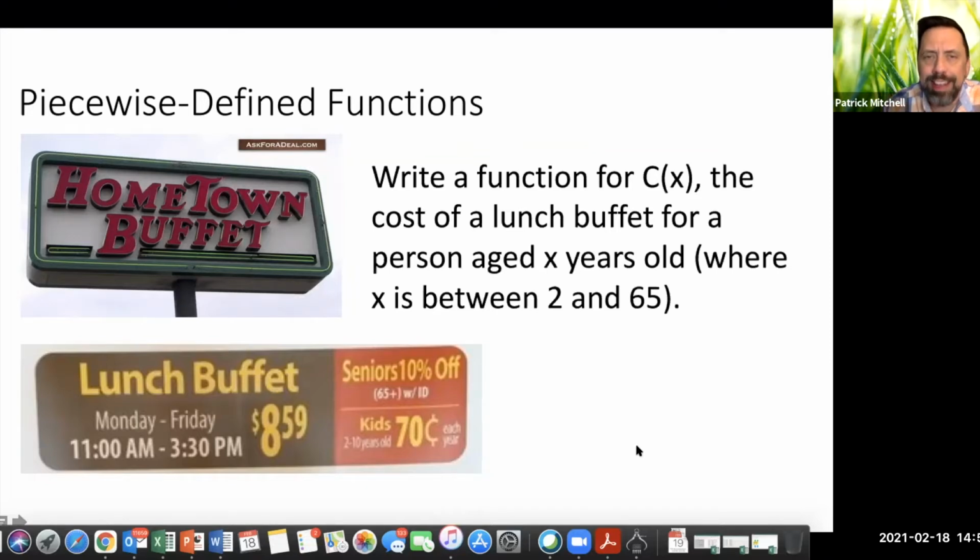Oh, I'm sorry, I went ahead and did the problem without telling you what it was. So what we just did was we wrote a function for C of x, which is the cost of a lunch buffet for a person aged x years old, where x is between 2 and 65. Again, I didn't want to get into the senior discount. That would have given me a piecewise defined function with 3 pieces, which is a thing. But in this class, we focus on piecewise defined functions with just 2 pieces.